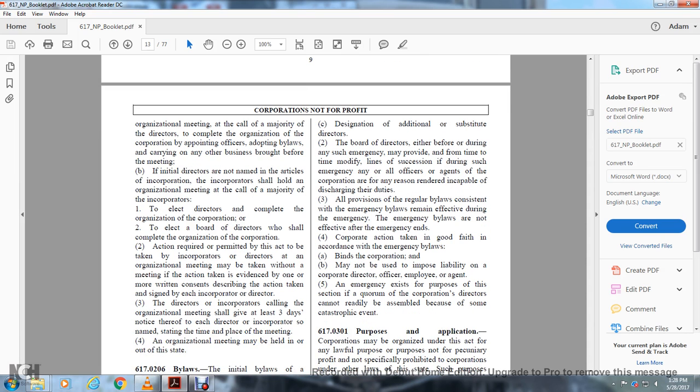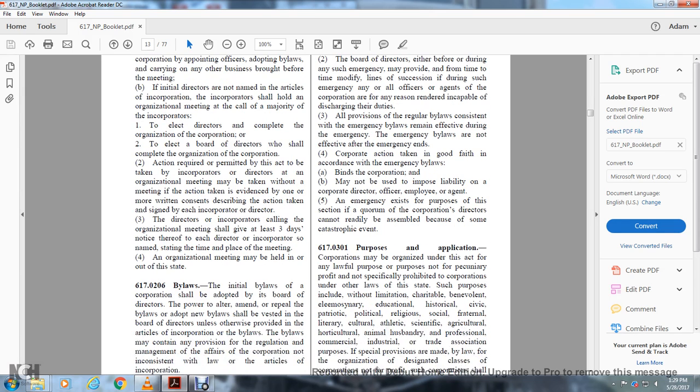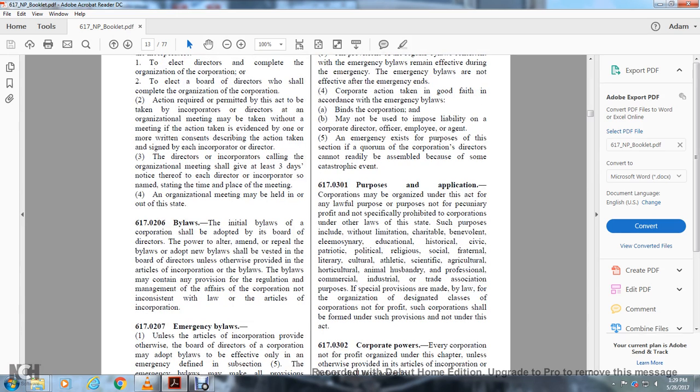Action required or permitted by this act to be taken by the incorporators or directors at the organizational meeting may be taken without a meeting if the action is evidenced by one or more written consents describing the action taken and signed by each of the incorporators or directors. The incorporator or director calling the organizational meeting shall give at least 3 days' notice thereof to each of the incorporators or directors so named, stating the time and place of the meeting. The organizational meeting may be held in or out of the state.